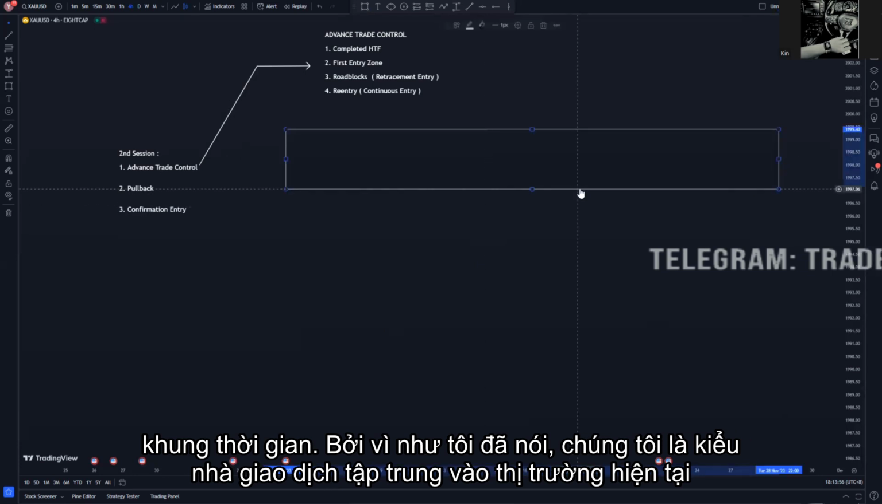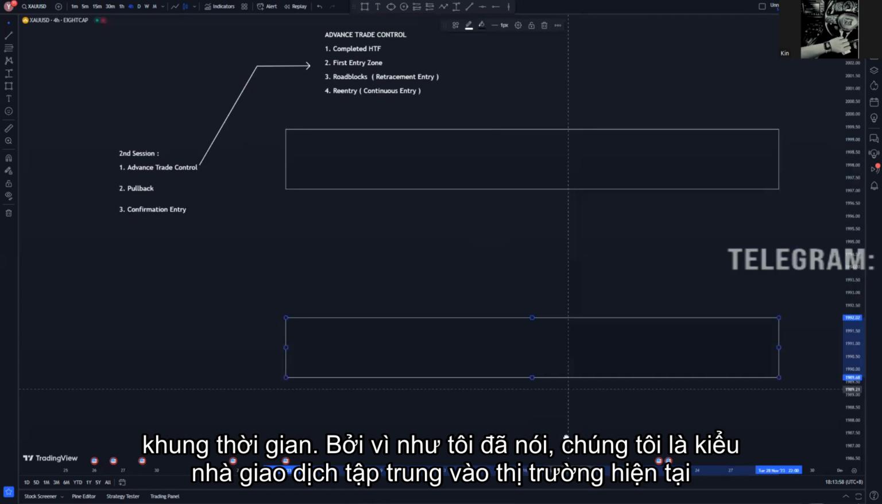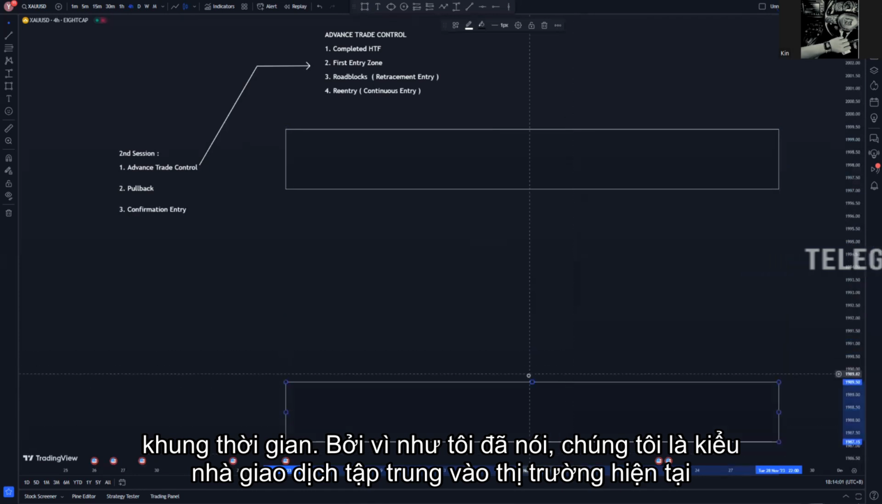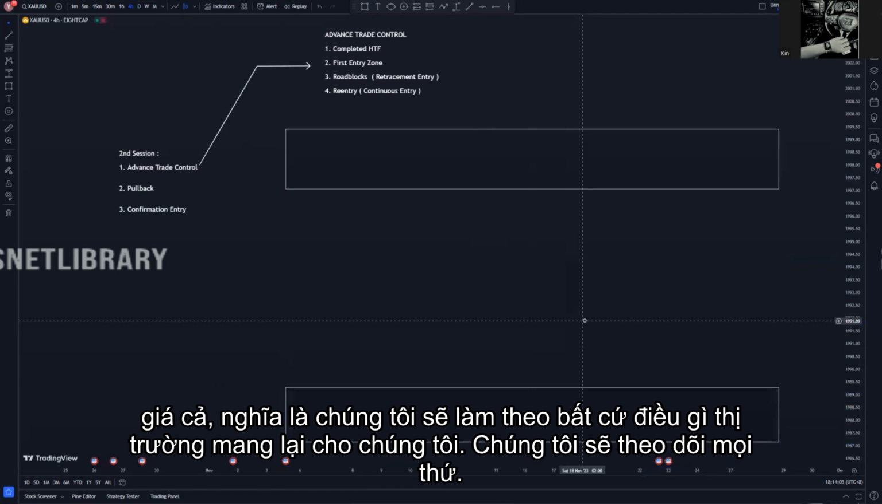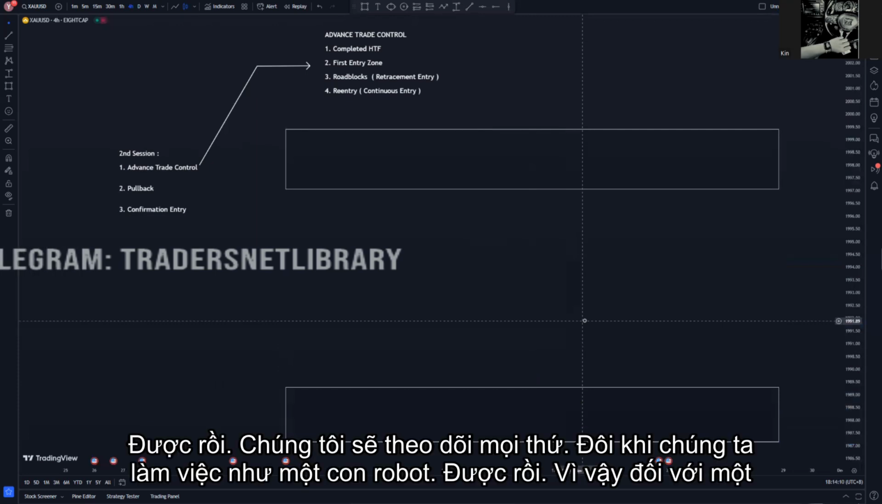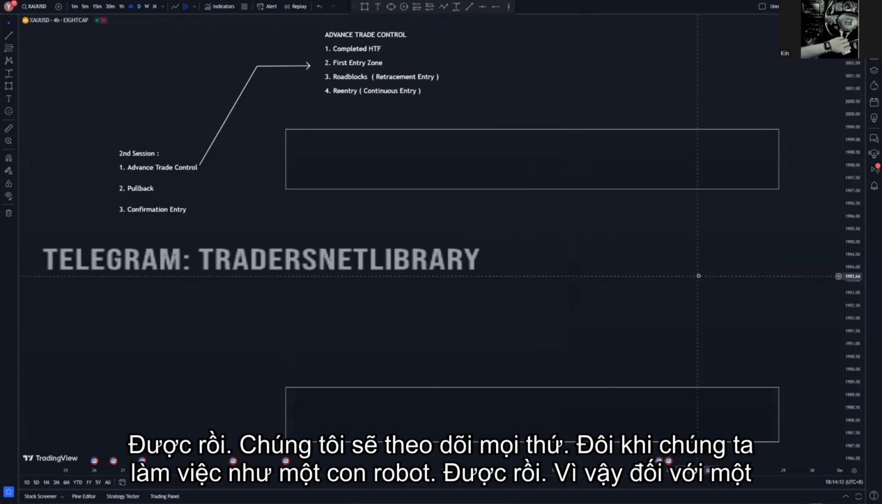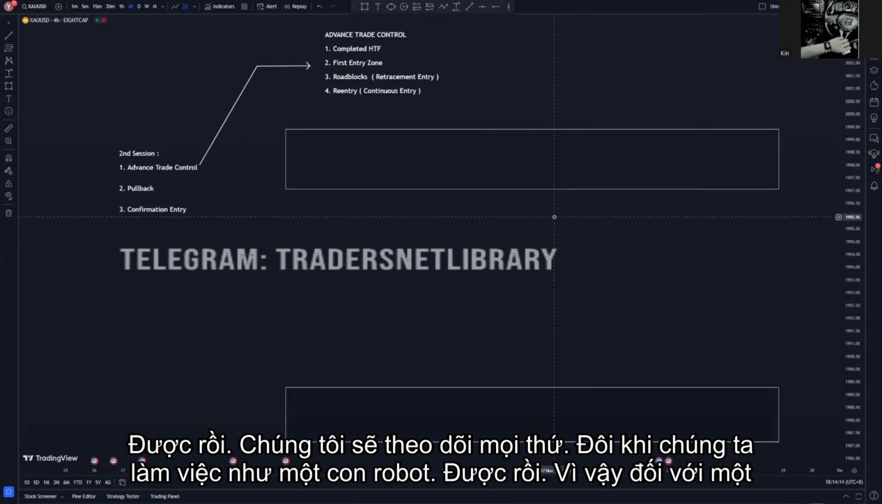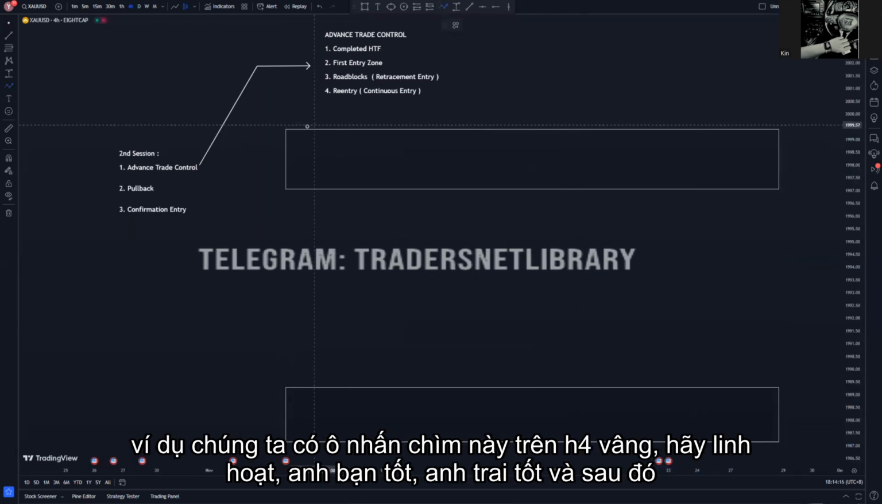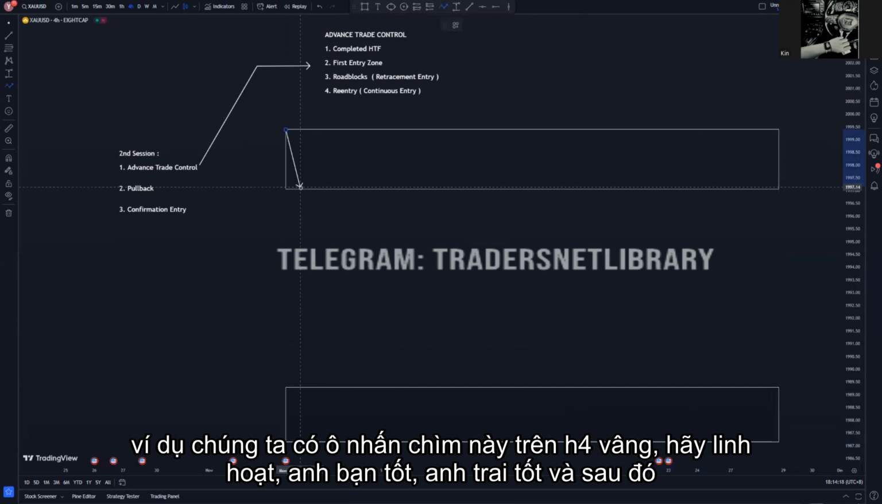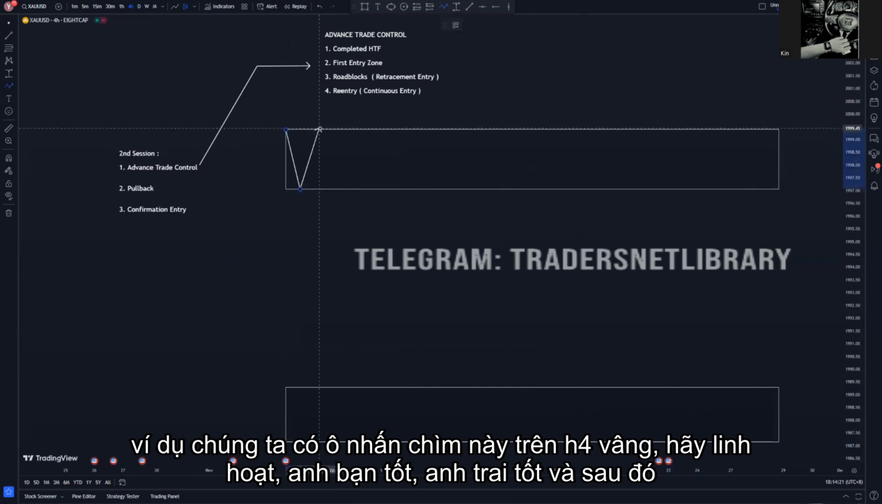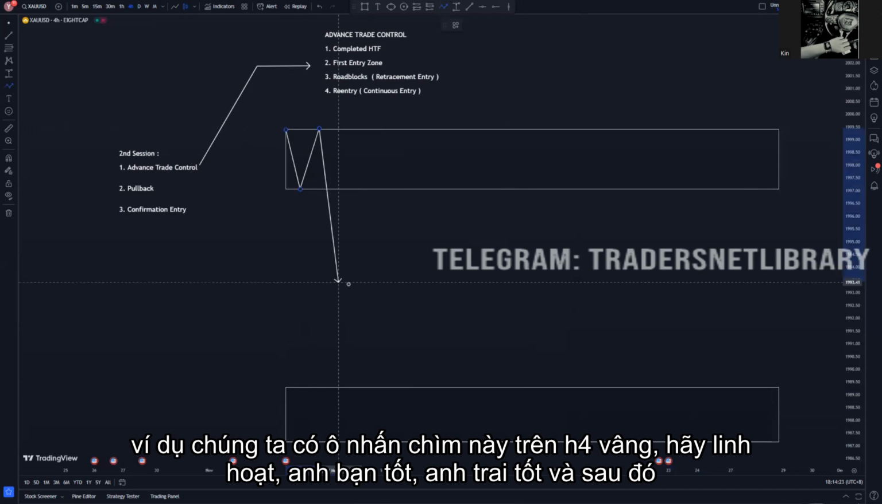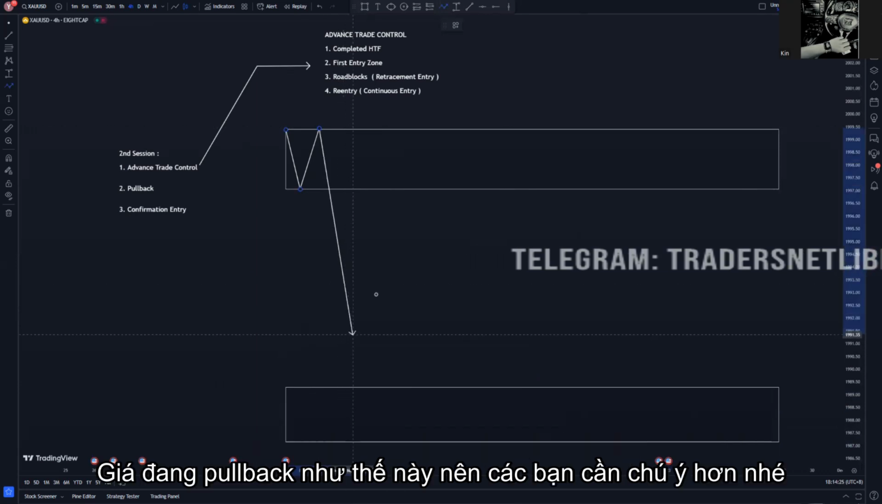Because like I said, we are the kind of trader that focuses on the current market price, so we're going to follow whatever the market gives us. We will follow everything. Sometimes we work like a robot. For an example, we have this engulfing sell on H4. Yes, be flexible. Good, brother. And then the price is making a pullback like this.